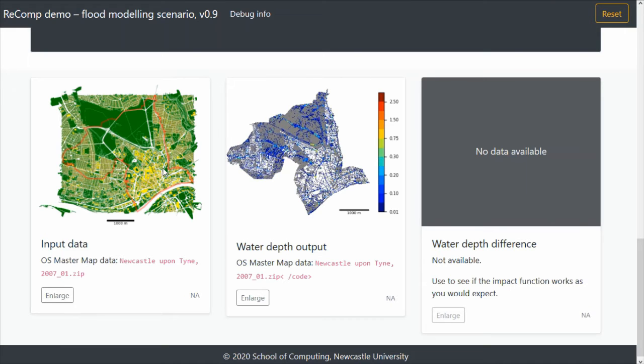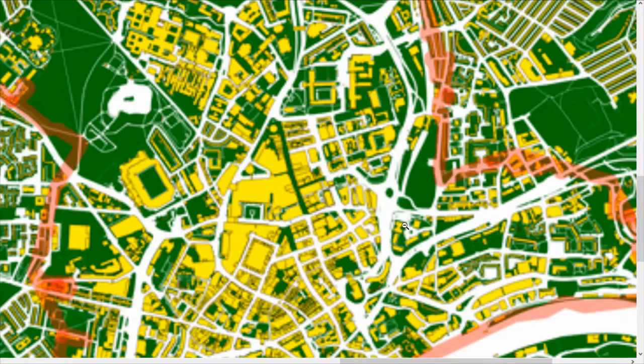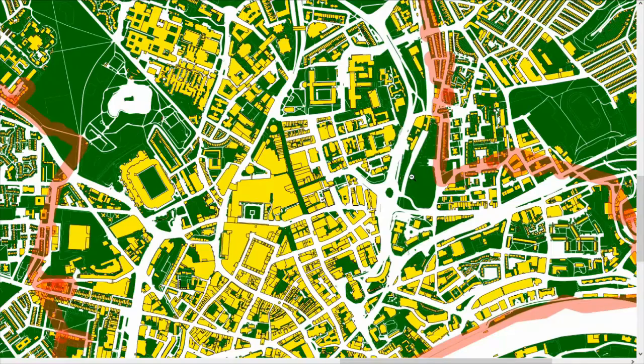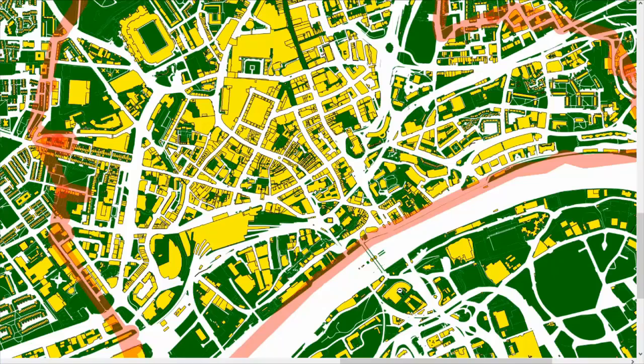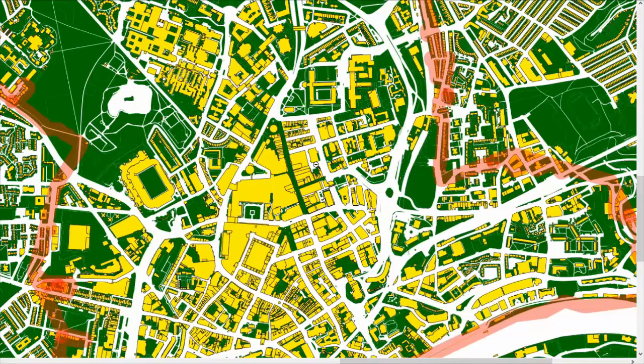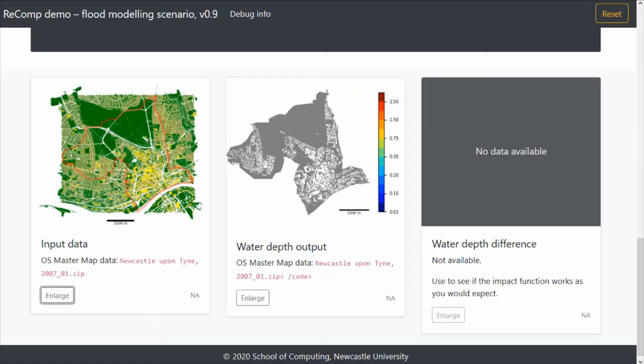The input shows buildings in yellow and green areas. White fragments are considered non-permeable surface, which in this case are usually pavements and roads. We can enlarge the input and see more closely. We can also see the Tyne River at the bottom of the input data. The red border delineates the DEM of the simulation domain and is not part of the input, but was added just for the clarity of the demonstration.